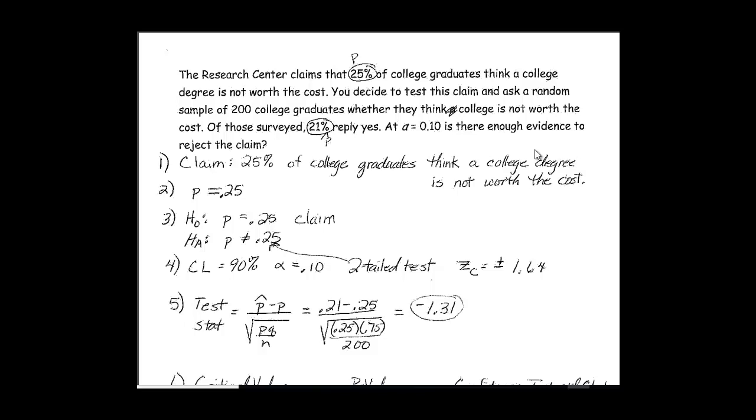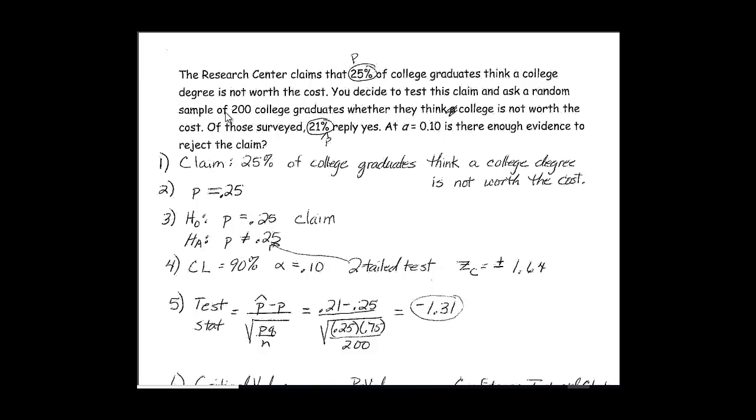So I want to spend a little time deciphering what we have here before we start plowing into our steps. The Research Center is claiming that the population of all college graduates who think the college degree was not worth the cost is 25%. You are testing this claim. You're not testing whether you think it's more or less. You're just testing, is it really that or is it not that?